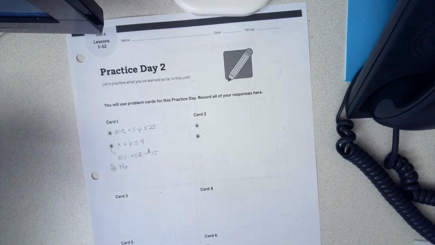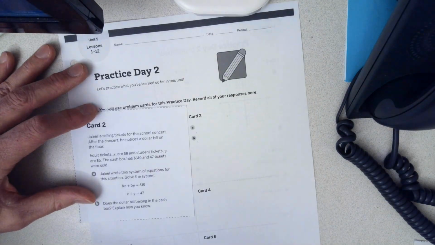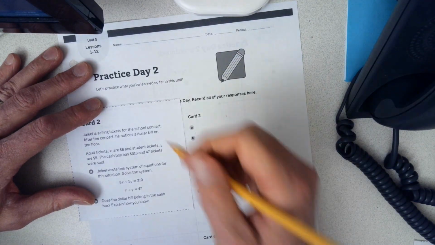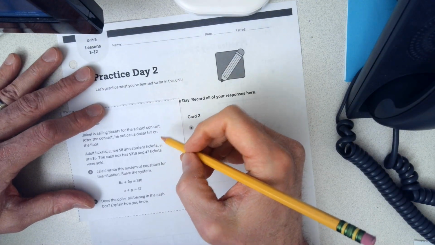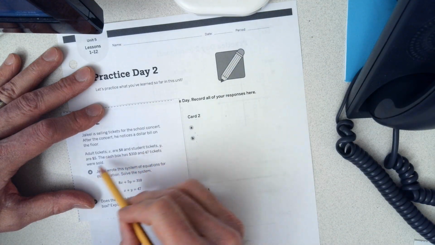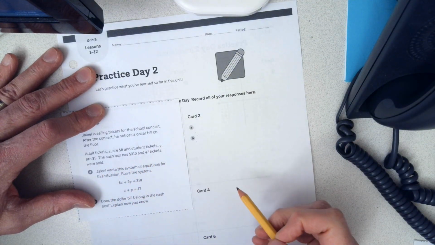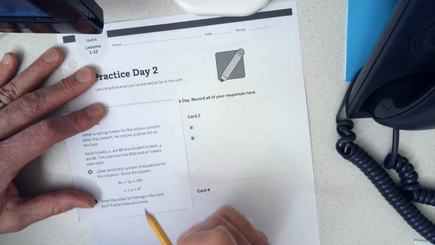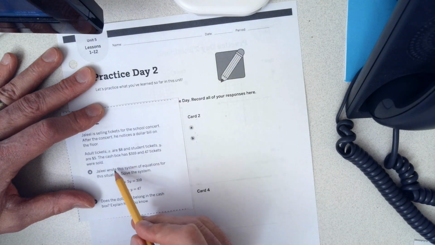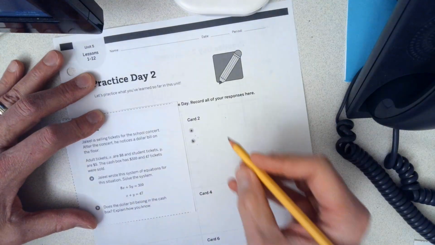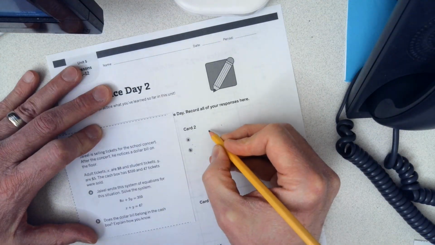Okay, card 2. Jaleel is selling tickets to the school concert. After the concert, he notices a dollar bill on the floor. Adult tickets are $8, student tickets are $5. Cashbox has $310 in it, 47 tickets were sold. He wrote this system of equations, so we're going to solve that system.